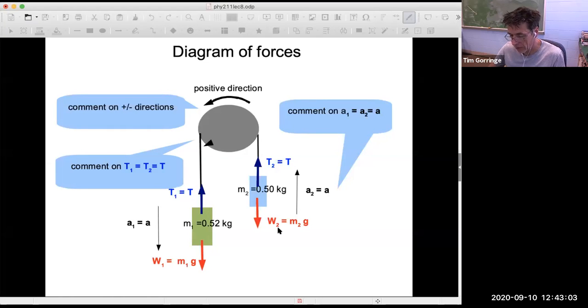So those are the pair of forces that are acting on the pair of blocks, tension and weight on both the left-hand and right-hand blocks. Let me make a few important comments.